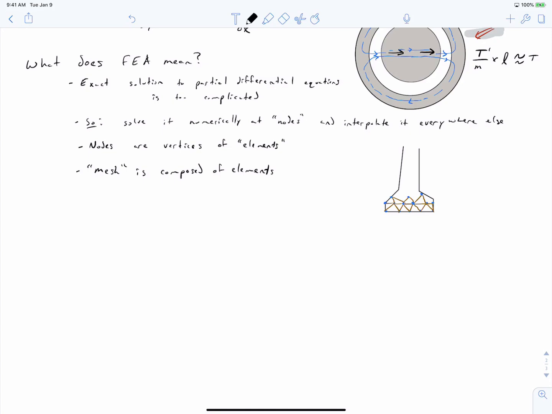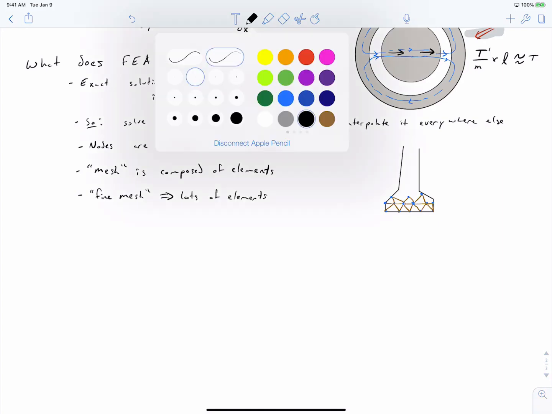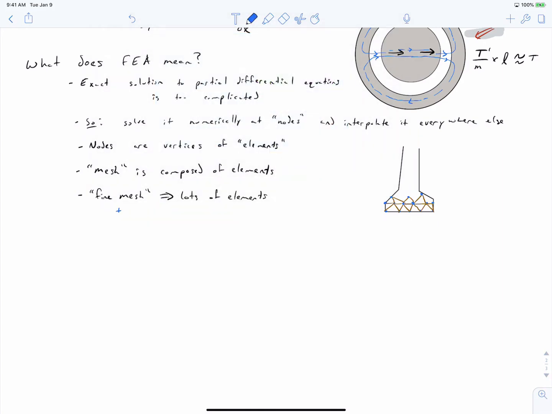And so we say that we have a fine mesh when we have a lot of elements, or a coarse mesh when we don't have a lot of elements. So a fine mesh will give you an accurate solution, but it takes more time to solve. And what you'll find when you're using FEA tools is that you have a constant battle going on between how fine of a mesh you want versus how fast of a solve time you want. And the question that you're always going to be wondering is: is my mesh fine enough? Is this a good enough mesh?